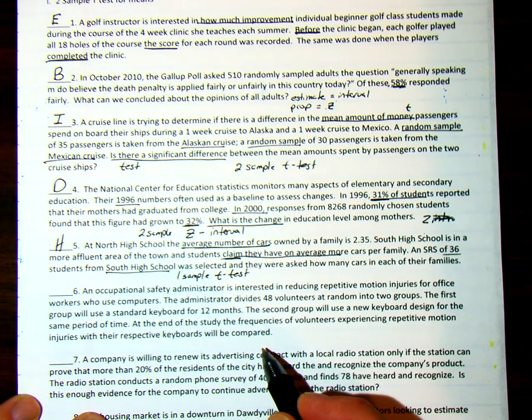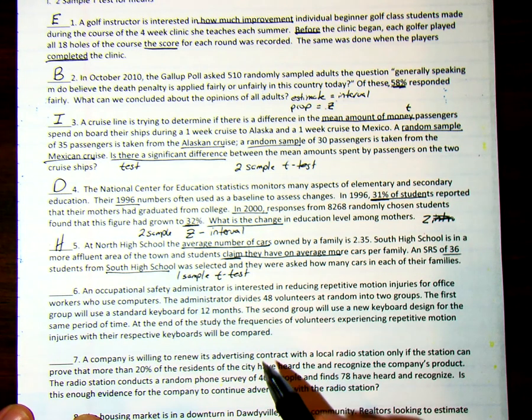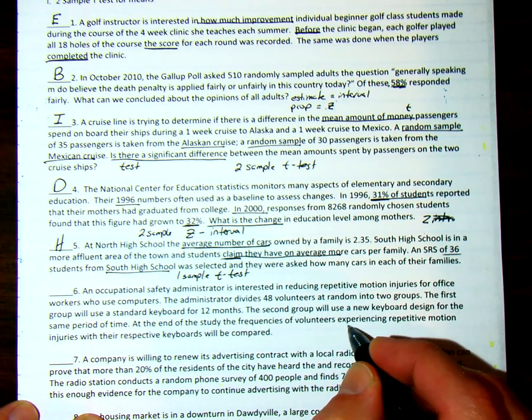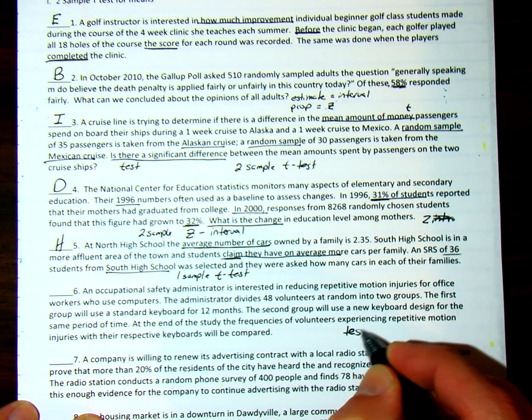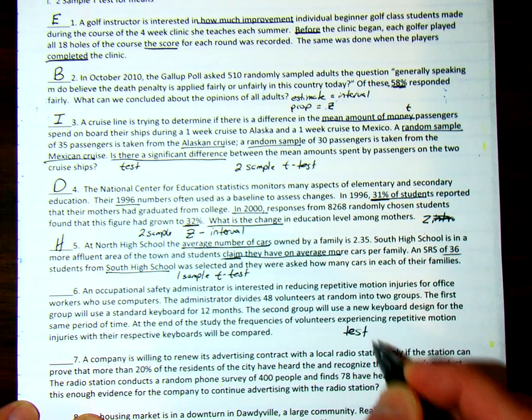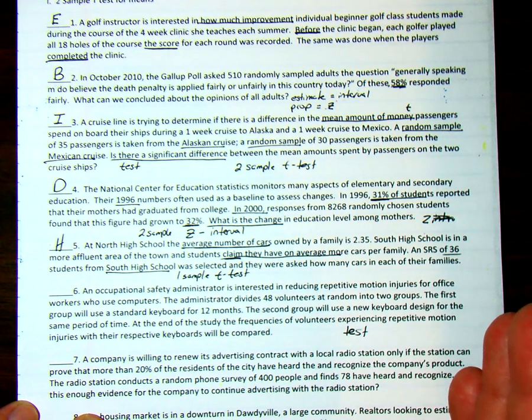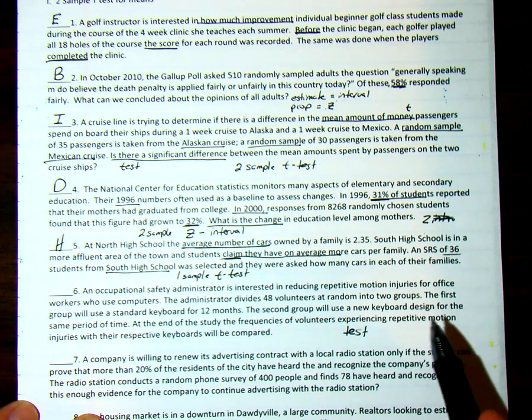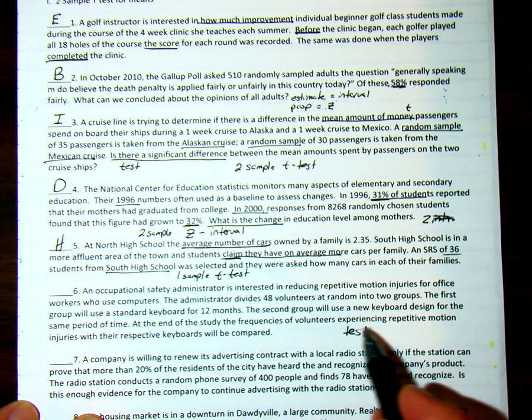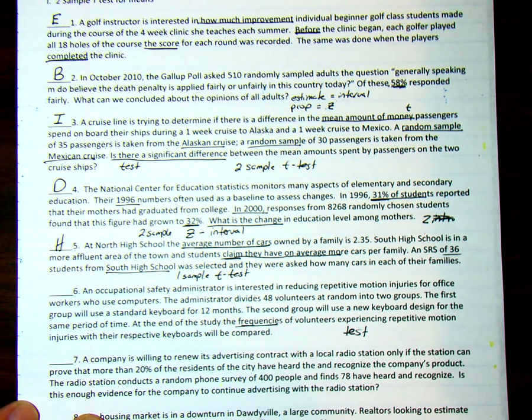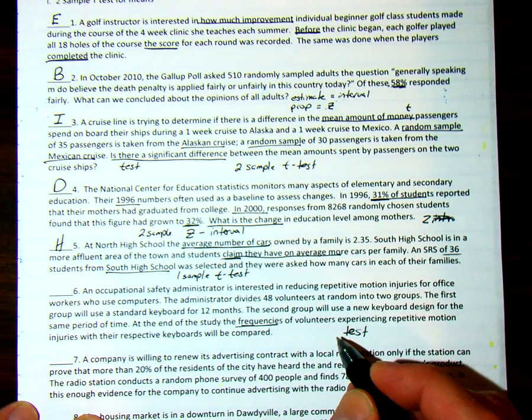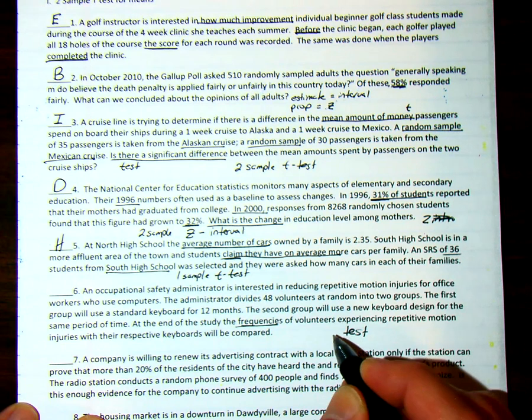All right, so we're going to compare their frequencies, and again, you're going to ask, is there a difference? So yes or no, is there a difference between the two groups? So that means this is going to be a test. Is this going to be a t-test or a z-test? We come back up here, we're going to study the frequencies or proportions. So since it's going to be a proportion, that means that we're going to do a z-test.